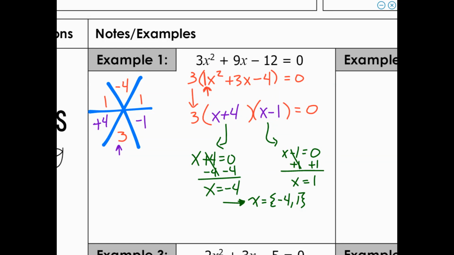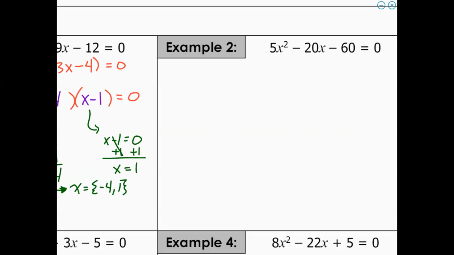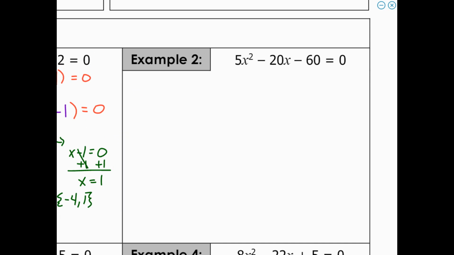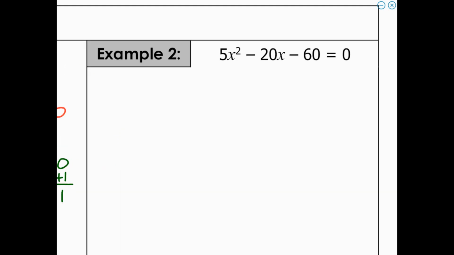Okay, so look at example number 2. Is there a greatest common factor in this one? Yeah. What is it? 5. So if I say that 5 is my greatest common factor, that means I'm going to divide everything by 5. So 5 divided by 5 is 1, so that's why I have x squared. And negative 20 divided by 5 is negative 4x, and negative 60 divided by 5 is negative 12.